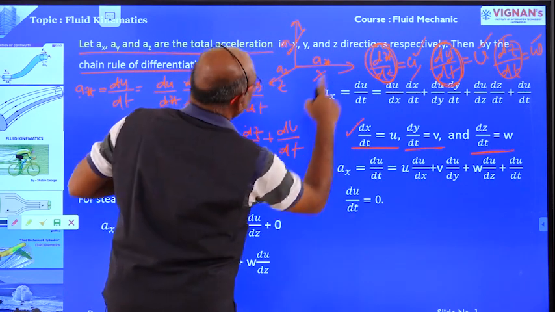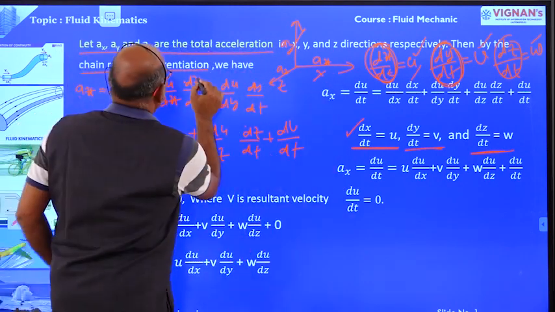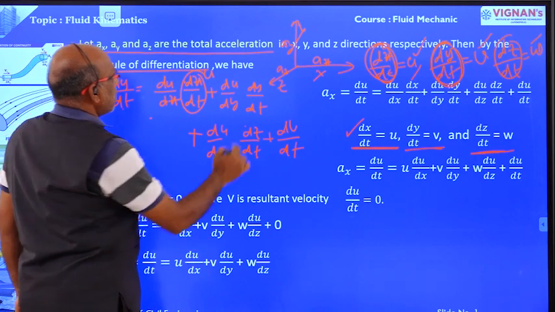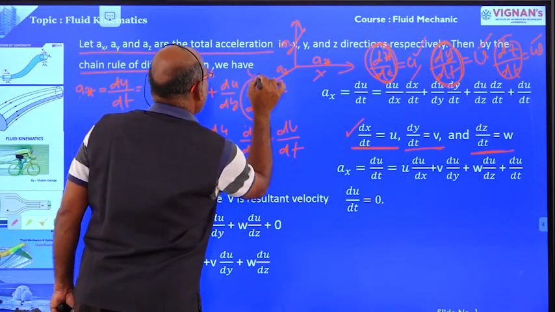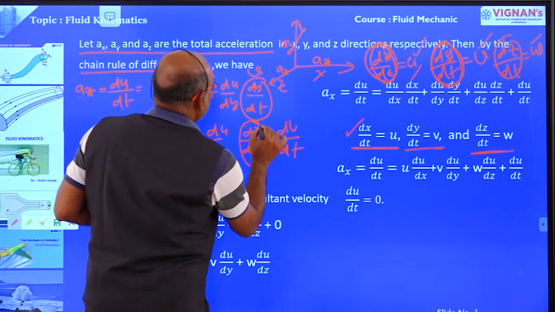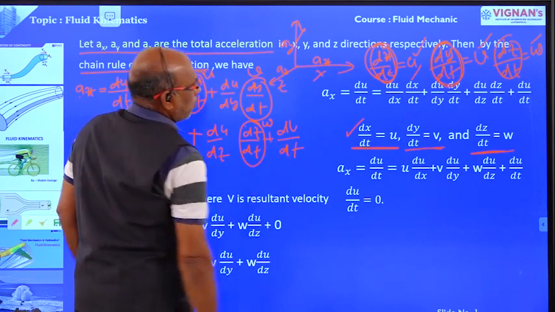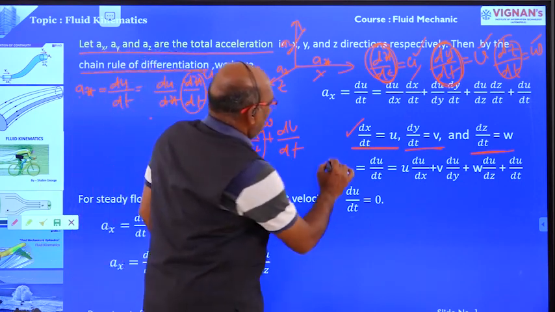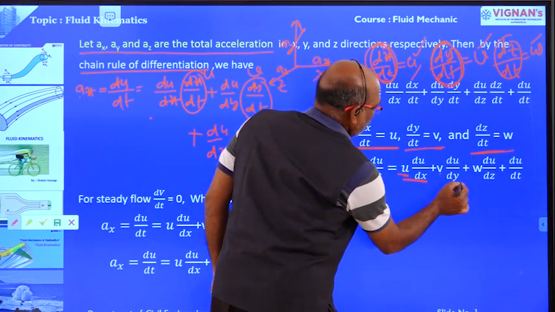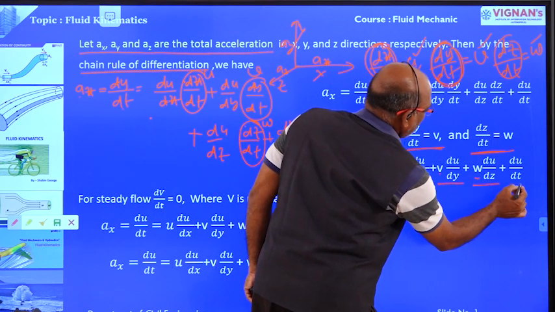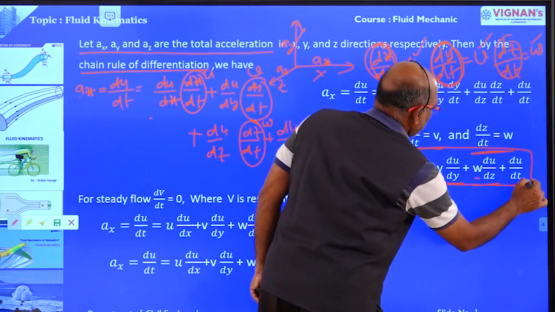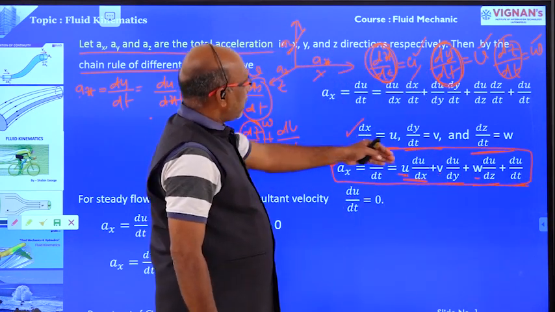Now in place of dx by dt, we are going to take the velocity in the x direction. In place of dy by dt, we take the velocity in the y direction, and in place of dz by dt, the velocity in the z direction, plus du by dt. Now the acceleration in x direction is u into du by dx, v into du by dy, w into du by dz, and du by dt. This is the formula for the determination of acceleration in x direction.